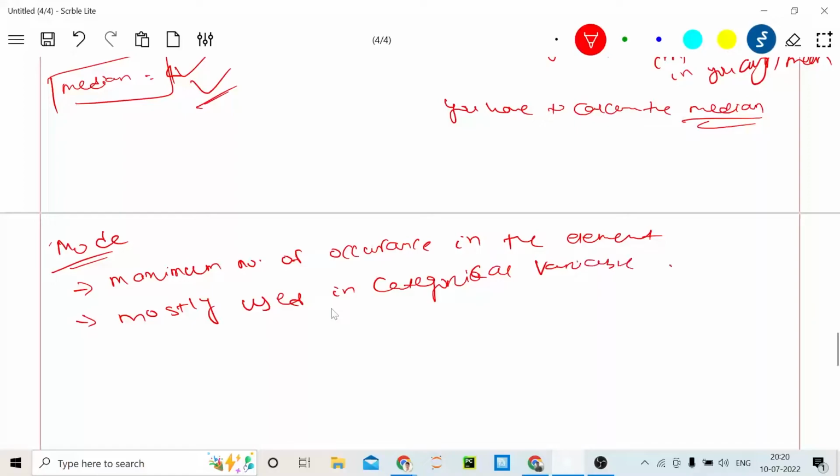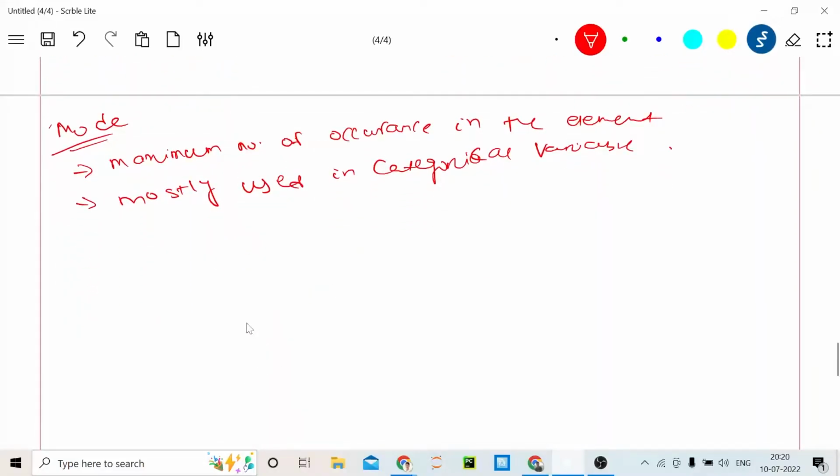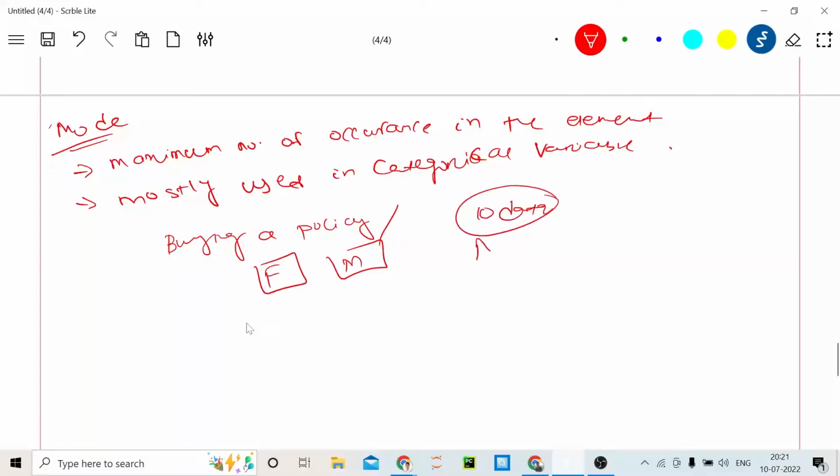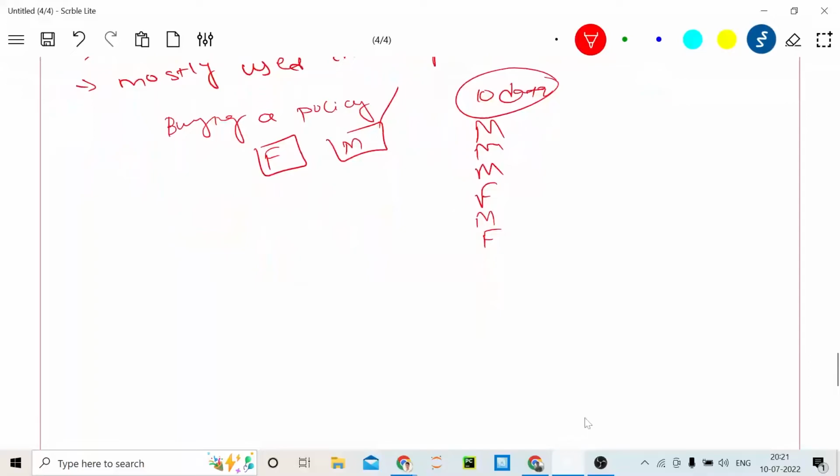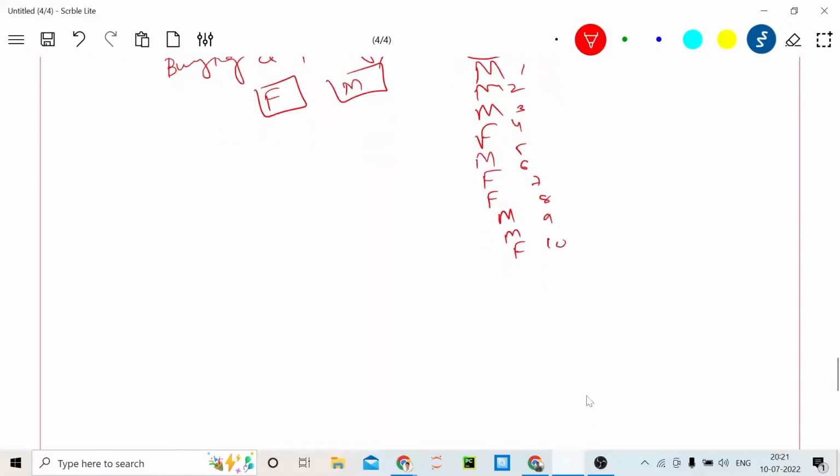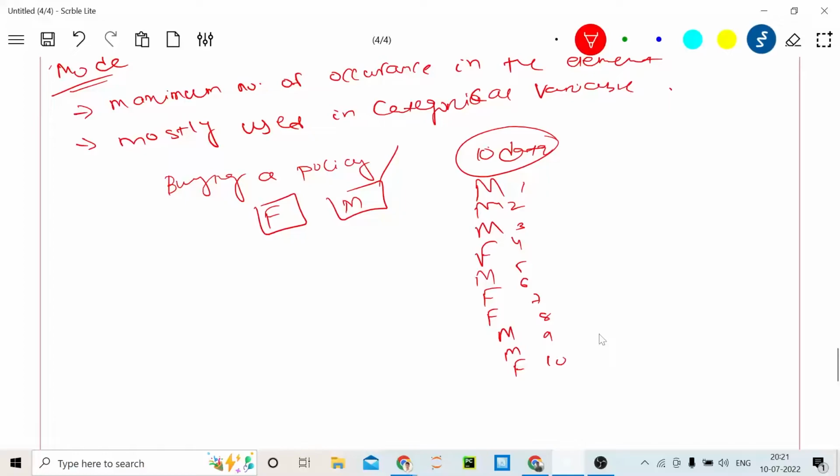Suppose I tell you to collect data on who is buying a policy, or a new product that has come into the market: is the buyer female or male? In that case, if you collect 10 data points: male, female, male, female, female, male, male, female, and so on, 1, 2, 3, 4, 5, 6, 7, 8, 9, 10, that is 10 data you have collected.